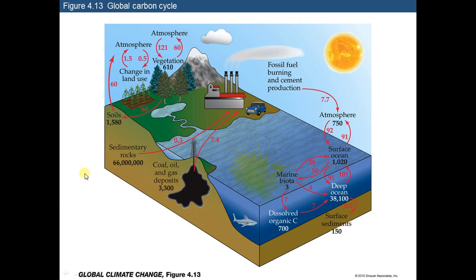Again, the red number tells you the gigatons of carbon exchanged per year. So think about it. If the number is larger, that means there's more gigatons of carbon exchanged from one storage pool to another per year. If the number is smaller, there's less gigatons of carbon exchanged from one storage pool to another in a year. So hence, larger numbers indicate faster processes because there's greater rates of exchange of carbon per year.